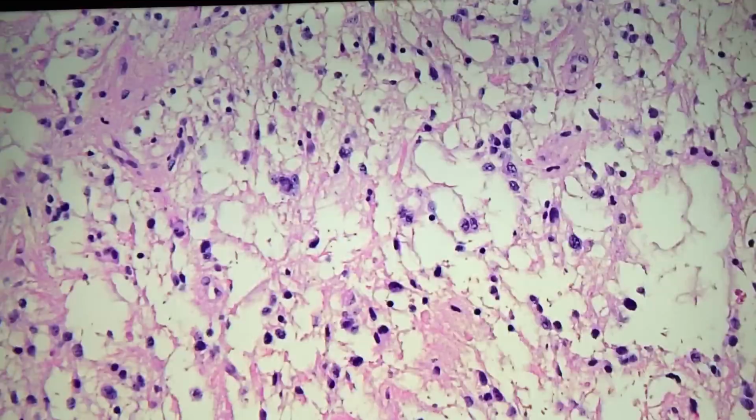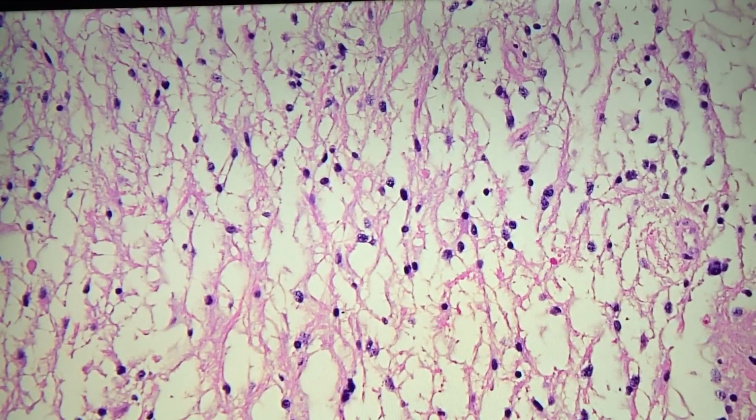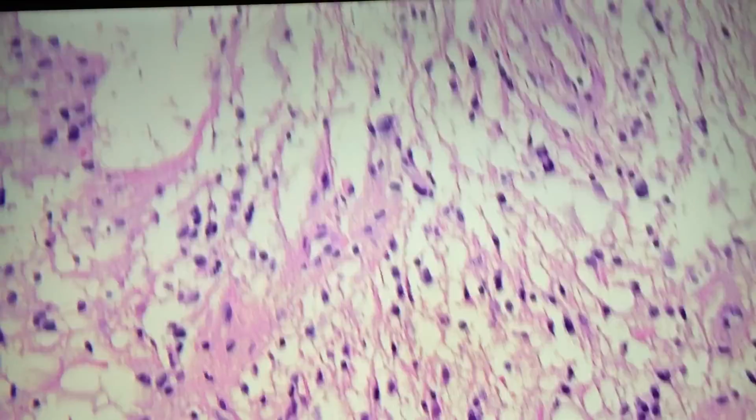Yeah. Again, some Rosenthal fibers here. Everybody okay with that? The Rosenthal fibers? Okay. And then this is, I guess we're going to have the same differential as the previous case. So if we didn't find a ganglion cell, this might be a pilocytic astrocytoma. Yes, very good.